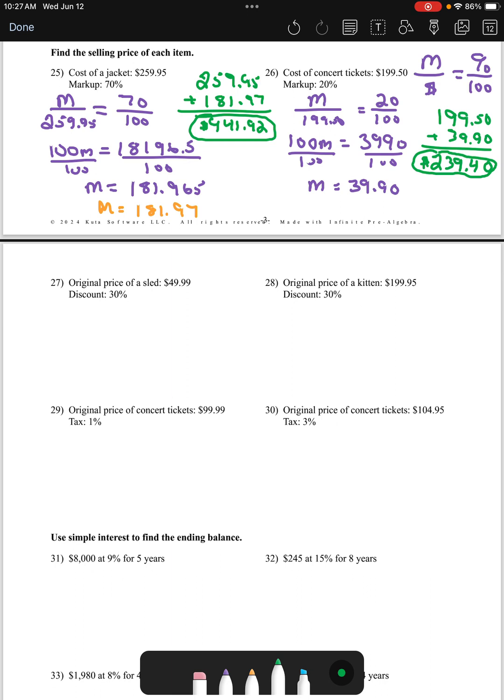For number 27 and 28, where we switch to discount, the only thing that's going to change, let me switch back over to purple, is that it's going to be discount over money equals percent over 100.